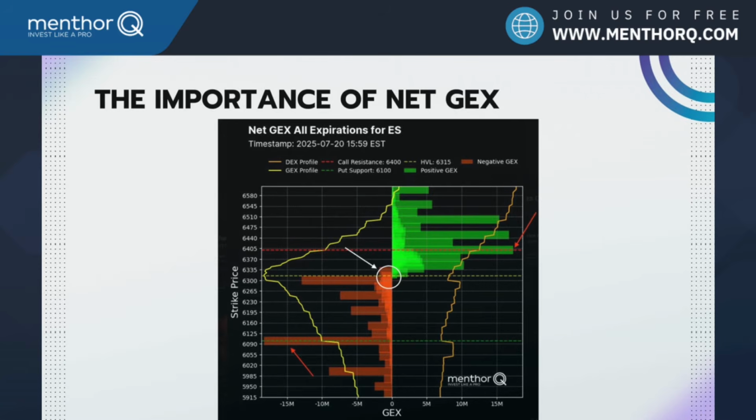In this chart, we can also map, and this is highlighted with the arrows, our put support level, which is at the bottom left, the widest red bar. We can map our core resistance or call wall at the top right, which is the largest green bar. And then we can map our gamma flip level, which is the high vol level, which you see in the white circle here, the level where we are flipping from positive to negative gamma.